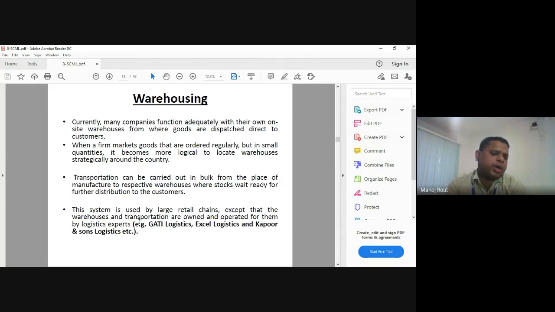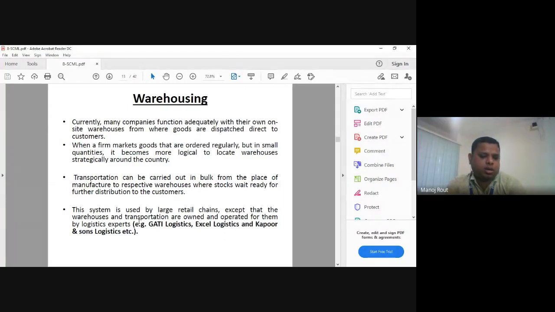The next part is that transportation can be carried out in bulk from the place of manufacture to the respective warehouse, where stock waits, ready for further distribution. In that scenario, take the government-operated Food Corporation of India, which has many state-level warehouses. From those warehouses, they break the bulk from the place of manufacture to the respective warehouse, where the stock waits, ready for physical distribution to a number of customers.